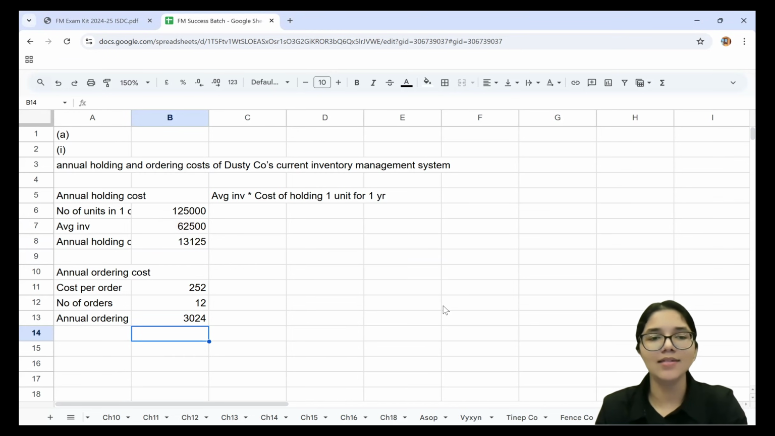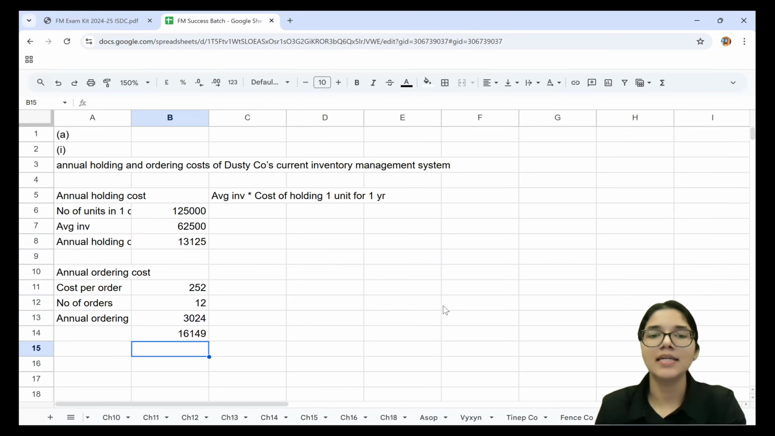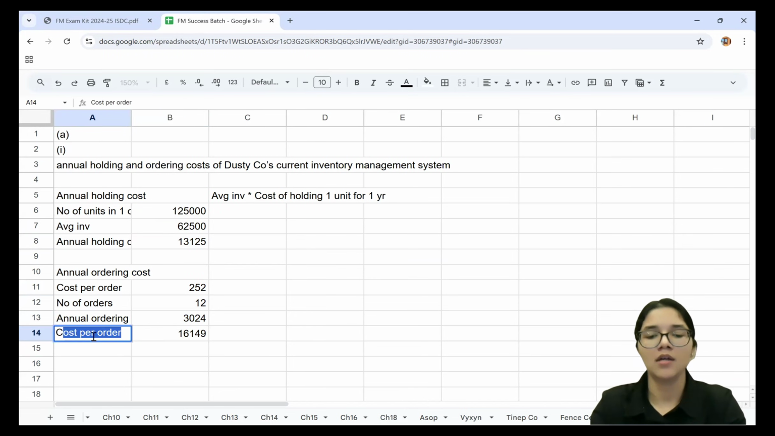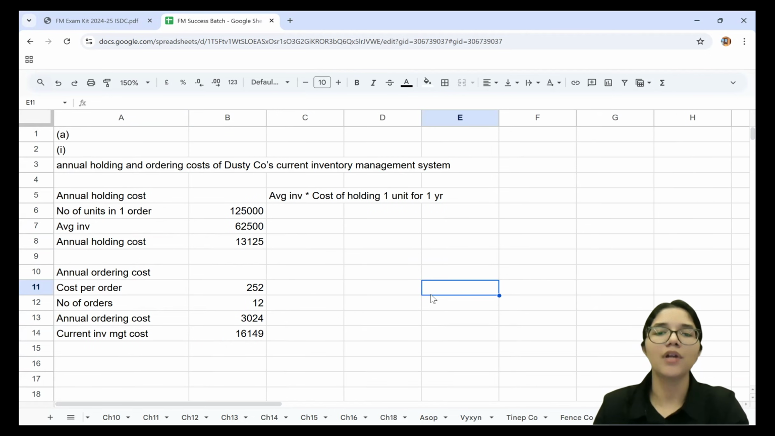And then the question asks you to find out the total of holding and ordering. So you can just do a sum of them at the end, and you can say that this is the current inventory management cost. This is the amount of money that it costs Dusty Company to run the inventory management system which they are doing.